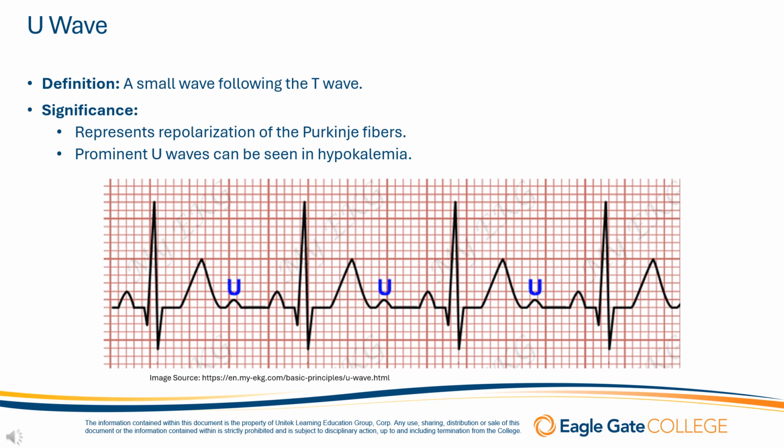In a normal ECG, the U wave is usually small and positive, particularly in leads V2 to V4. It is most easily observed when the heart rate is slow, as it tends to merge with the T wave at higher heart rates.